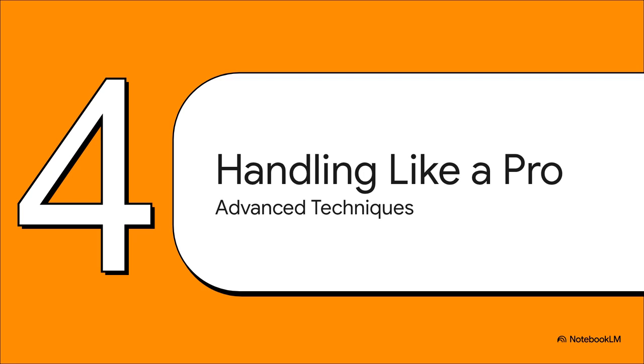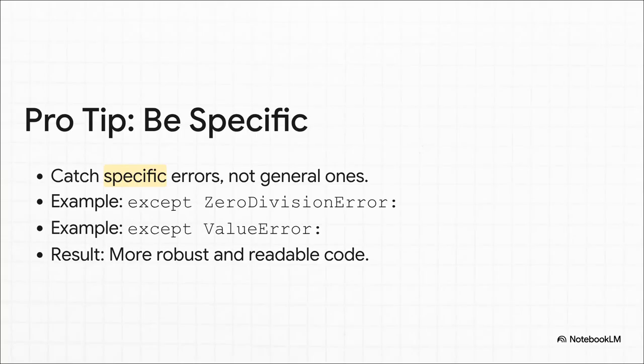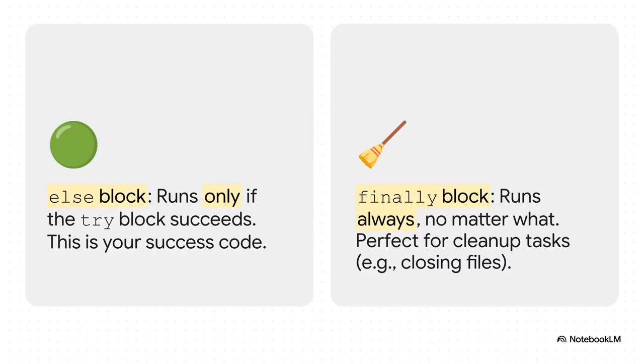Okay, you've got the basics of the safety net down. Now, let's level up. It's time to start handling errors like a pro. We're going to look at a few more advanced techniques. So a general except block is good. It catches everything. But a pro is more specific. You don't just want to know that something went wrong. You want to know what went wrong. So you catch specific errors, like except ZeroDivisionError. This lets you have different backup plans for different problems, which makes your code way smarter and a whole lot more robust.